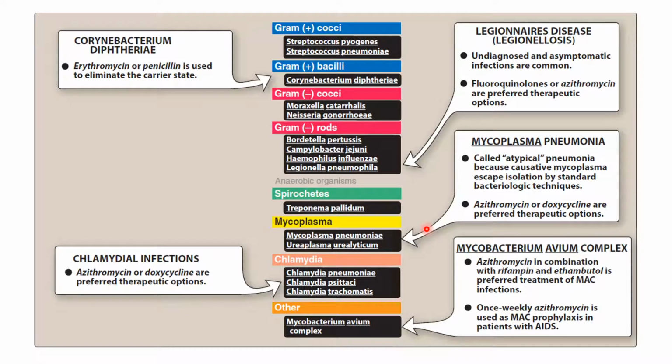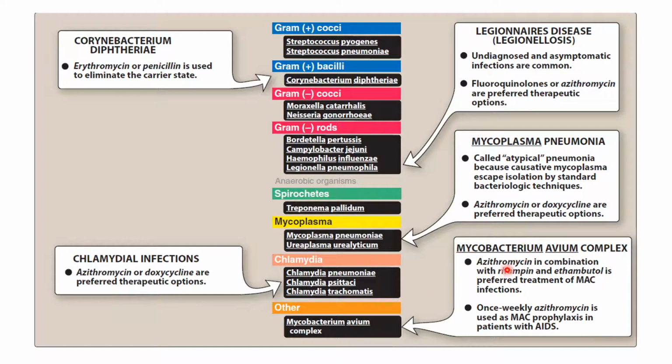Chlamydia is caused by different species. Chlamydia pneumoniae will lead to lung disease. Chlamydia trachomatis will lead to bone disease. Chlamydia psittaci will lead to skin disease. So there are different diseases caused by chlamydia. And last but not least, Mycobacterium avium is seen in birds.